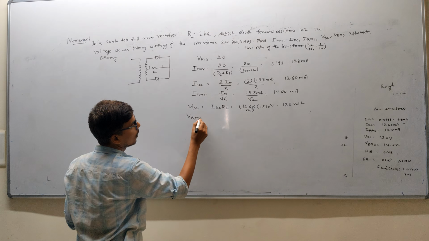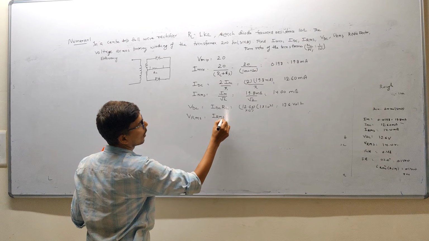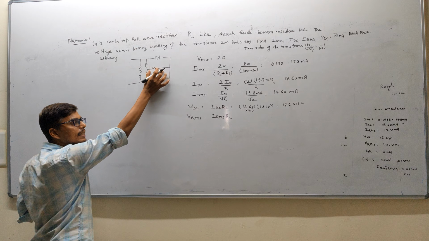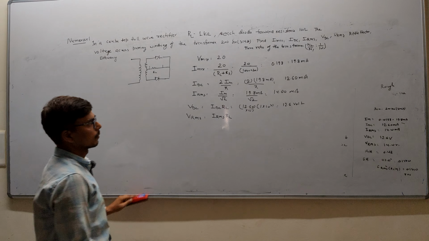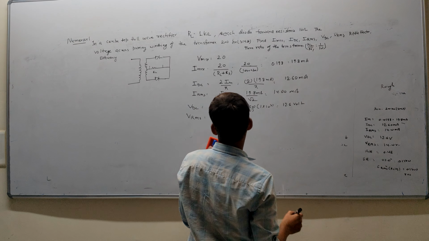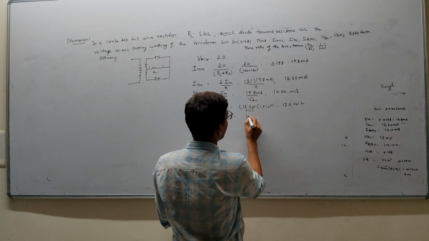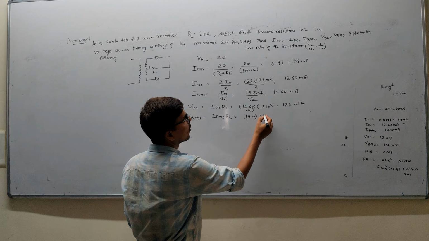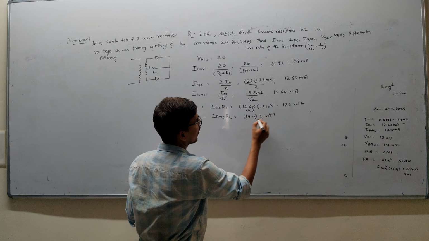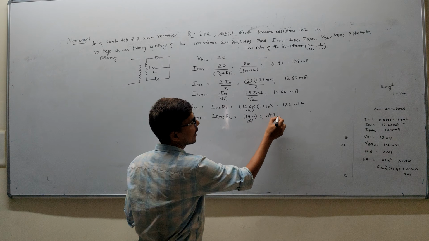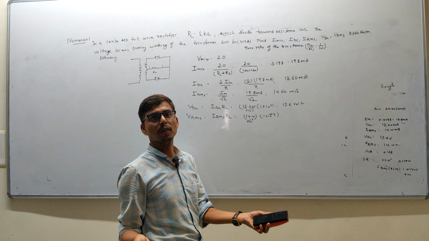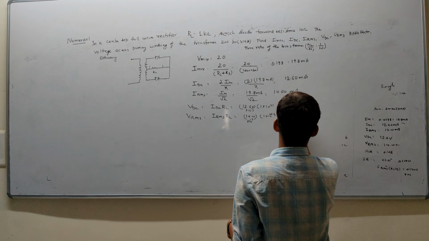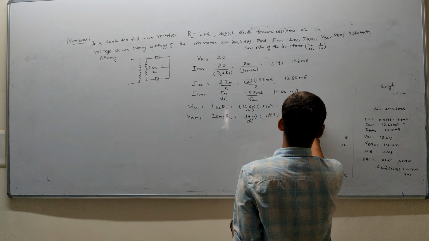Now VRMS, voltage is equal to current into resistance. Which RMS? The output RMS voltage value. IRMS we have already calculated, 14 milliampere. Milli, 10 to the power minus 3, into 1 kilo, 10 to the power plus 3, will adjust to 10 to the power 0, which is equal to 1. So 14 volt, the same result, 14.